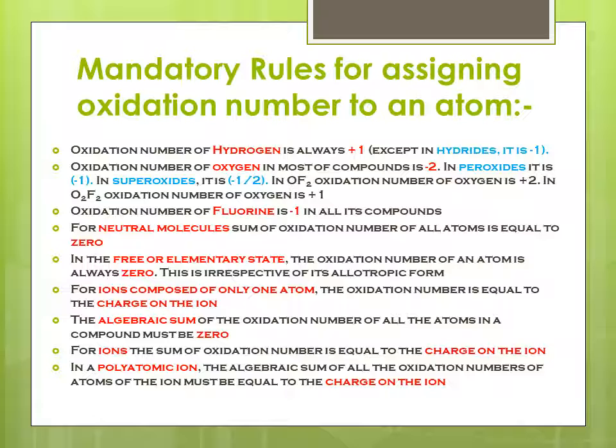That is totally from the concept of this statement, that the algebraic sum of the oxidation numbers of all the atoms in a compound must be 0. Similarly, in the case of ions, the sum of the oxidation numbers is equal to the charge of the ion, as we have already seen in the previous points. Also, in a polyatomic ion, the algebraic sum of the oxidation numbers of the atoms of the ion must be equal to the charge of the ion. Meaning in the case of ions, the main thing to keep in focus is the charge of the respective ions, whether it is a single element or a complex compound.